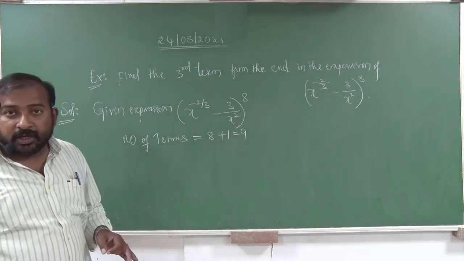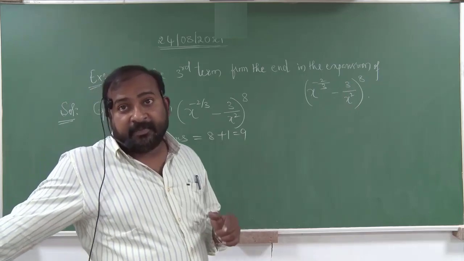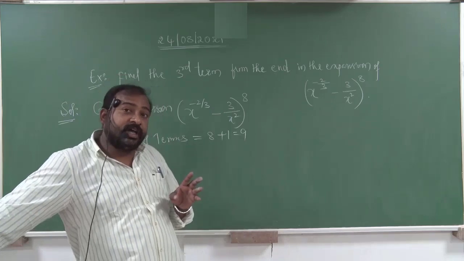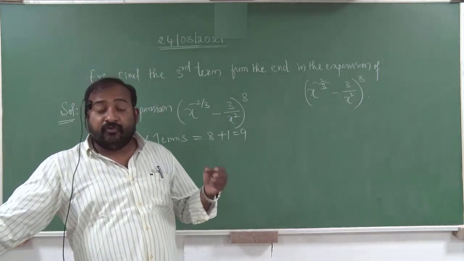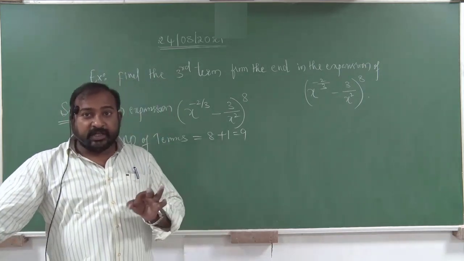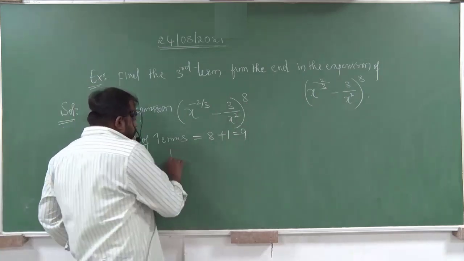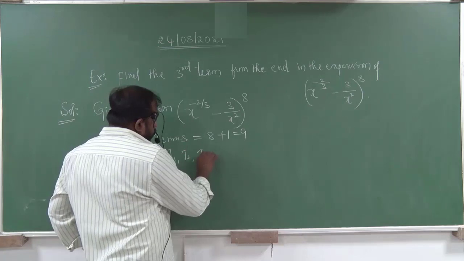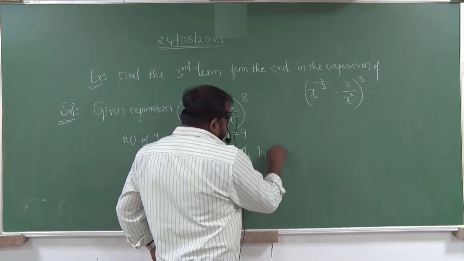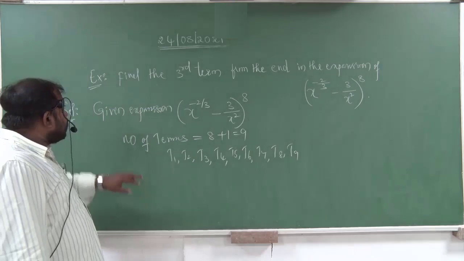This is in the last class, in the binomial expansion observations I gave. If power 2 is there, 3 terms will be there. If power 3 is there, 4 terms will be there. Power 5 is there, 6 terms will be there. Basing on that, here power 8 is there, so 9 terms will be there. So 9 terms means T1, T2, T3, T4, T5, T6, T7, T8, T9. These are the terms. Then what are they asking?